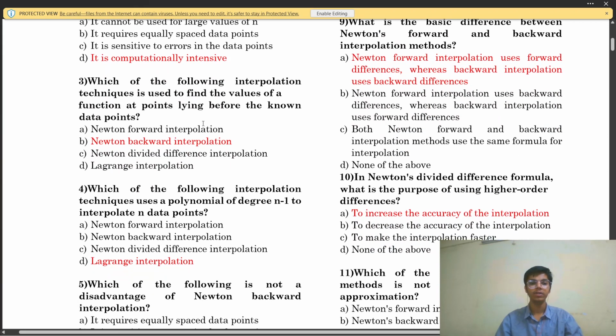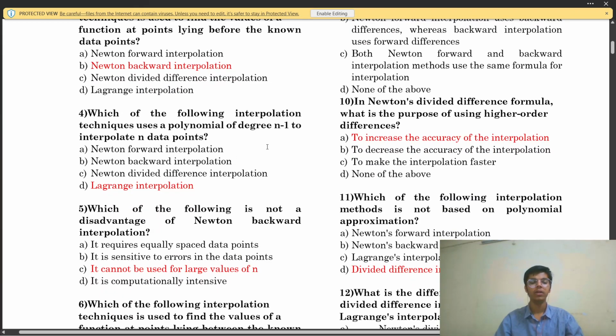Now the third one is, which of the following interpolation technique is used to find the values of function at points lying before the known data points? So first option is Newton forward interpolation, second option is Newton backward interpolation, third option is Newton divided difference interpolation, and D is Lagrange interpolation. So here the correct answer is Newton backward interpolation.